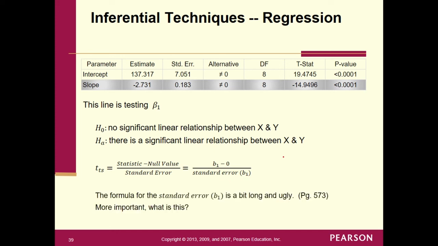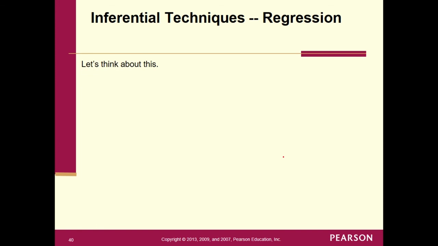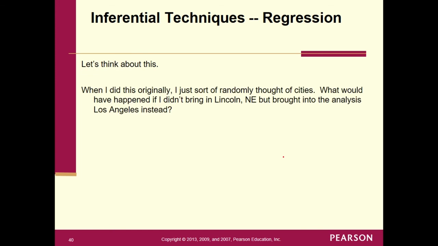Okay. Now, here's the thing: the standard error formula is a bit long and ugly. Not as ugly as those degrees of freedom for the two sample t-test, but it's pretty long. Okay, and if you wanted to check it out, you can go to page 573 in the book. But more important, what exactly is this? Well, let's think about this again.